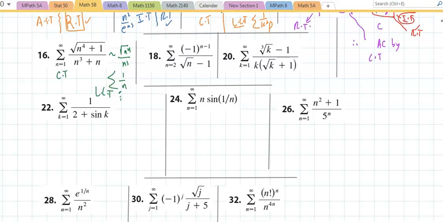Number 18. Well, obviously, alternating series test, because this is decreasing. It's positive for n equal 2. And the limit equals 0, therefore converges by alternating series test. Done.